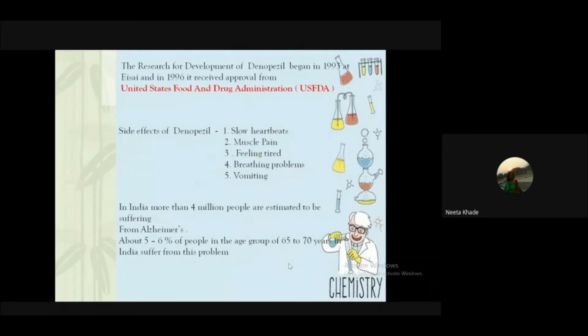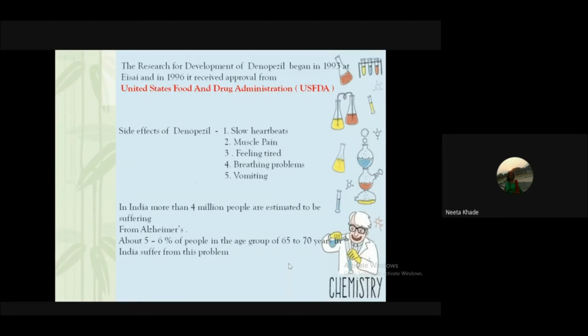Now let's talk about how this was discovered. The research for development of Donepezil began in 1993 in Israel, and in 1996 it received approval from the United States Food and Drug Administration, that is USFDA.